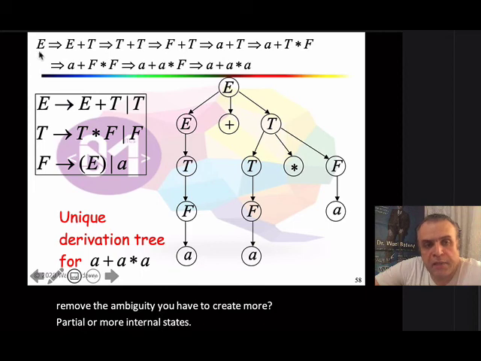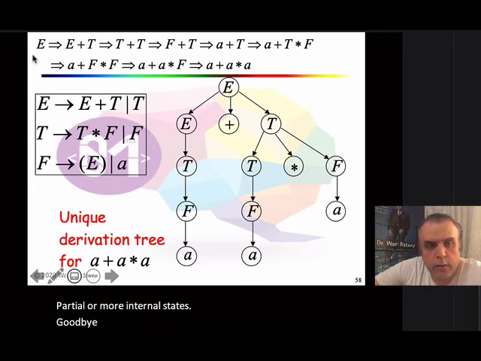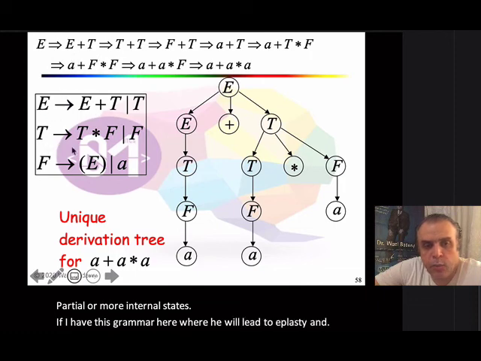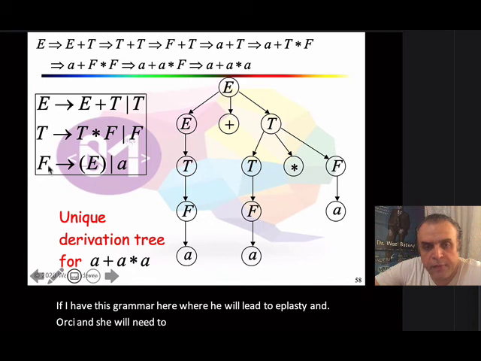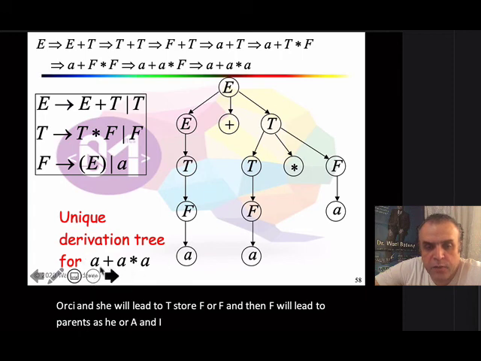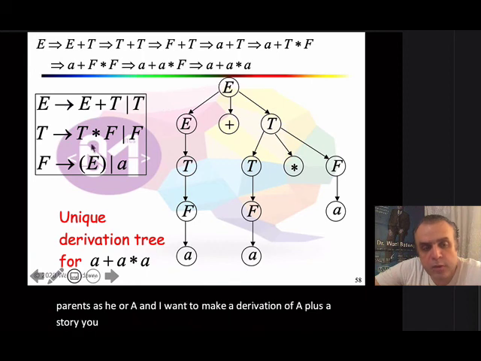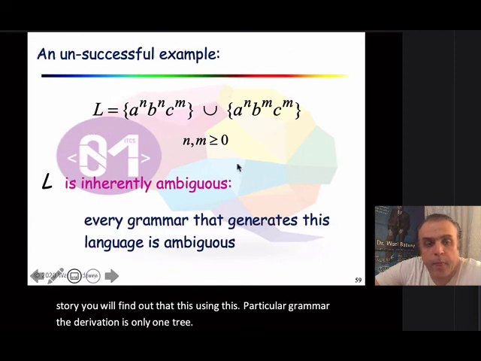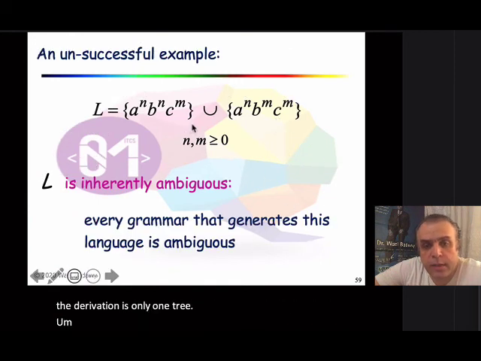So if I have this grammar here where E will lead to E plus T or T, and T will lead to T star F or F, and then F will lead to parentheses E or A, and I want to make a derivation of A plus A star A, you will find out that using this particular grammar, the derivation is only one tree.